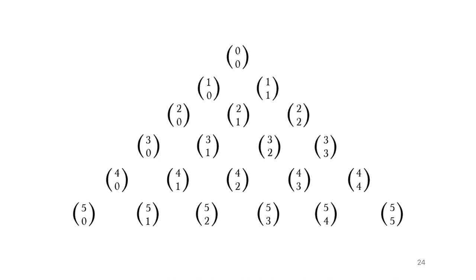Okay? So if someone says, what's the 53rd element in the 102nd row? Well, it's just 102 choose 53. Is that okay? So these are the exact same thing.